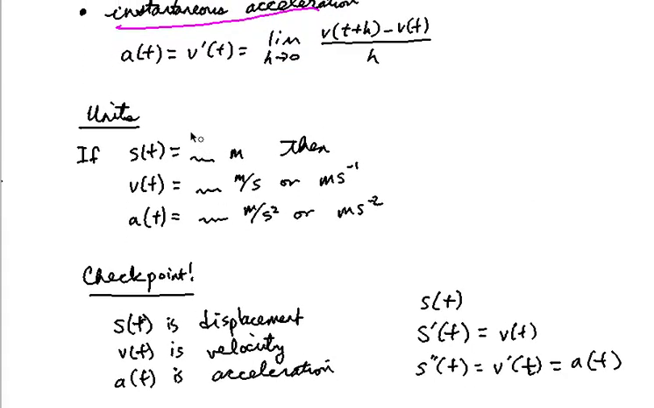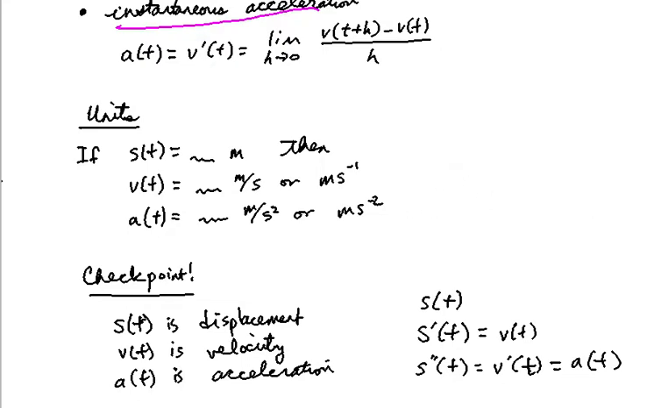So units: when we talk about displacement, velocity, and acceleration, our displacement units could be meters or kilometers or whatever. My velocity will be in meters per second, or distance units per second, or whatever my time units are. And my acceleration will be in meters per second squared, or distance per time unit squared. And we have two different notations here. These are the same, and these are the same.